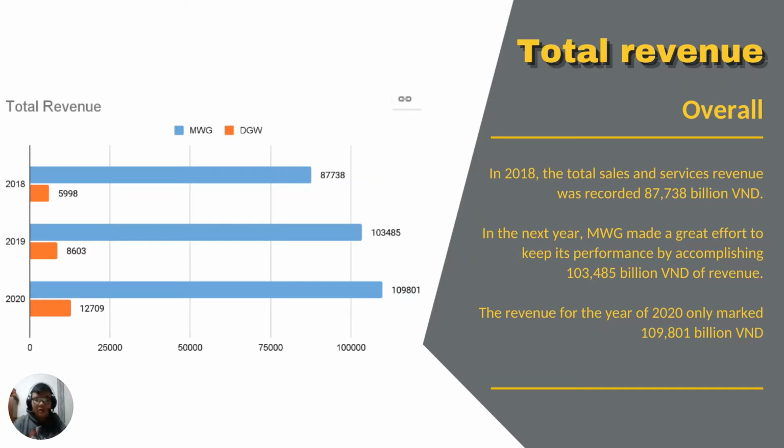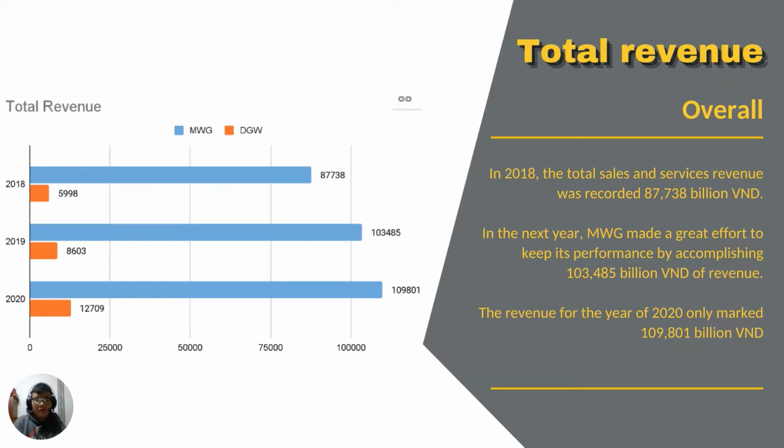In the next year, Mobile World Group made a great effort to keep its performance by accomplishing 104 billion Vietnam dong of revenue, which is a nearly 18% increase compared to the year before. However, with the appearance of the COVID-19 pandemic, the revenue for the year 2020 only marked at 109 billion Vietnam dong, which is only a 6.1% increase compared to 2019.